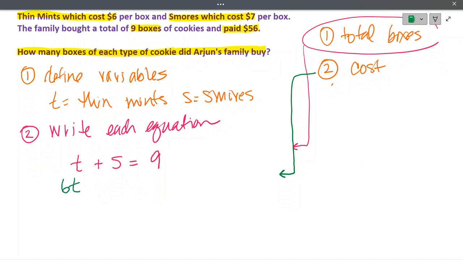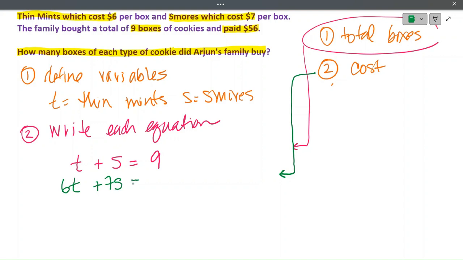So think about this. If I bought 1 box of Thin Mints, it would cost me $6. If I bought 5 boxes, I would substitute 5 in for T. So 6 times 5 is $30. So this is telling me the cost of Thin Mints, this term. We also need to do the same thing for the cost of the S'mores. So S'mores cost $7, and we times that by S. So this is basically saying every box of S'mores costs $7, but we don't know how many boxes yet. So that's what the 7S means.